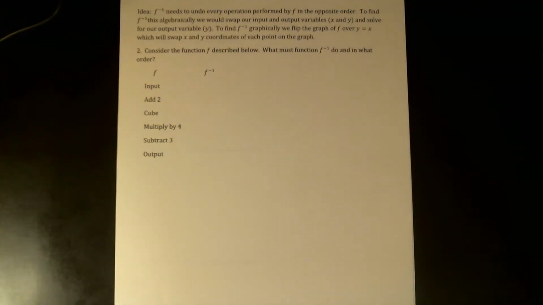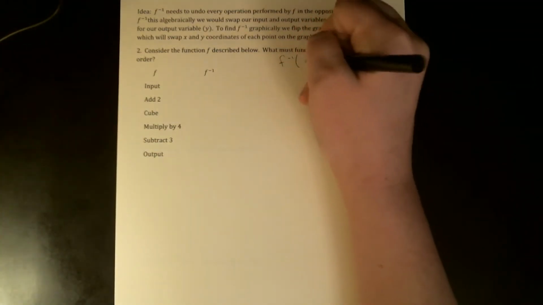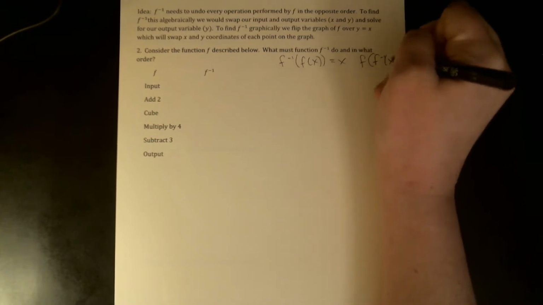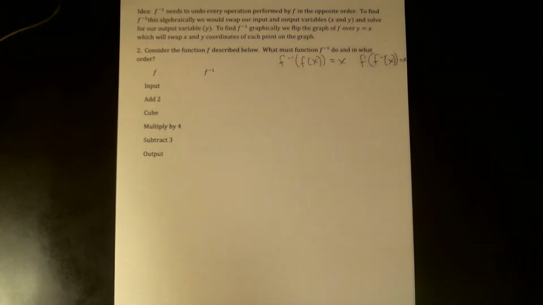Hi all, in this video I'm going to continue a little further into what it means to be inverses and how we actually find inverses. So we've got this idea that two functions are inverses if when we compose them we get back x. So we know that f inverse of f of x should give us back x, and we know that f of f inverse of x should also give us back x.